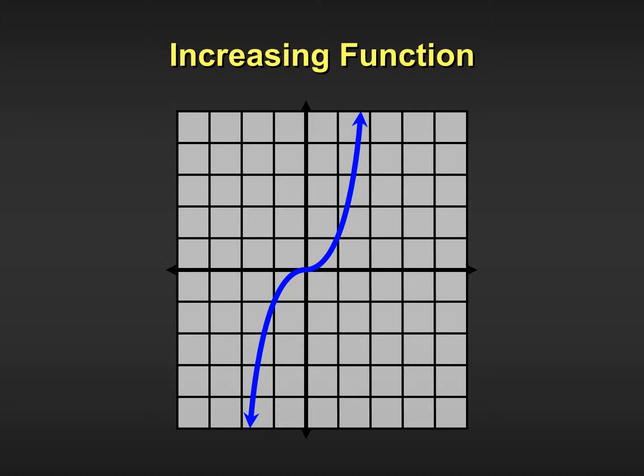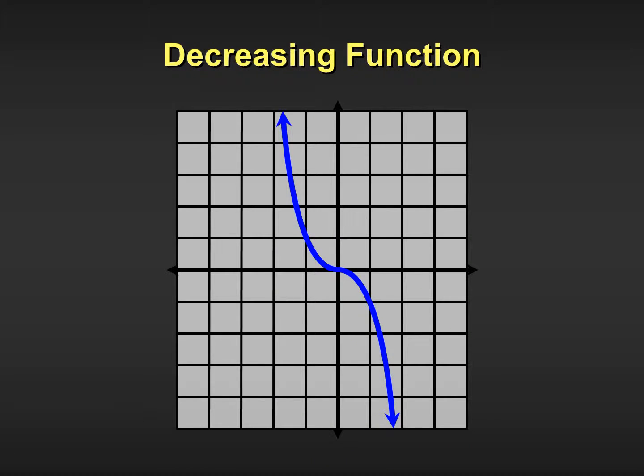So here's an increasing function. Notice here's x1. Let's say x1 is -1 and x2 is +1. So your y value at x1 is less than the y value at x2. So x1 is less than x2 and y1 is less than y2. So that makes this an increasing function.